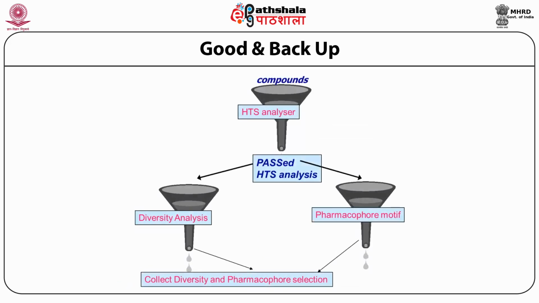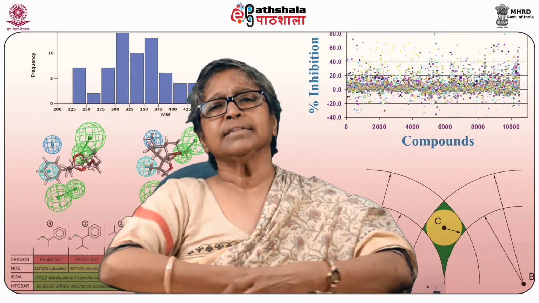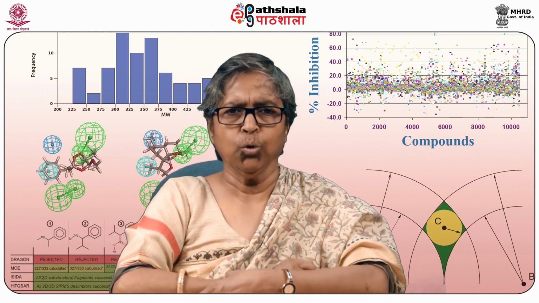What is the utility of having good and backup? The picture here shows the system nicely. Good and backup gives you not only diversity analysis, it also gives you pharmacophore motifs. Collect both good and backup compounds; it gives the facility that in some cases, if the scaffolds are not so successfully designed, we should be able to design the compounds. Students, let us now summarize what we have learned in this whole module.